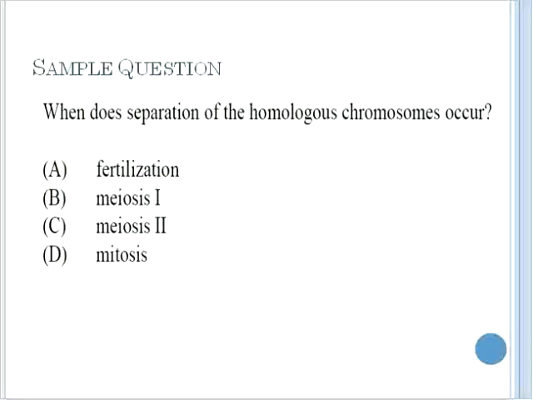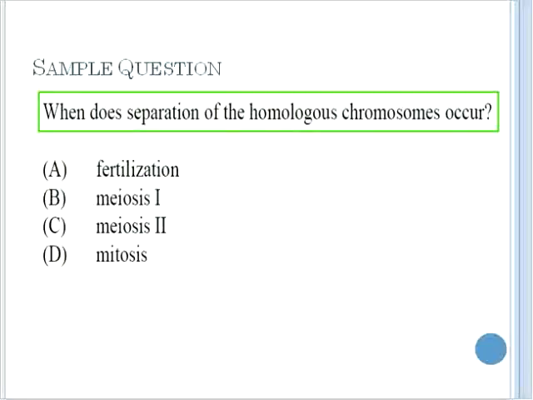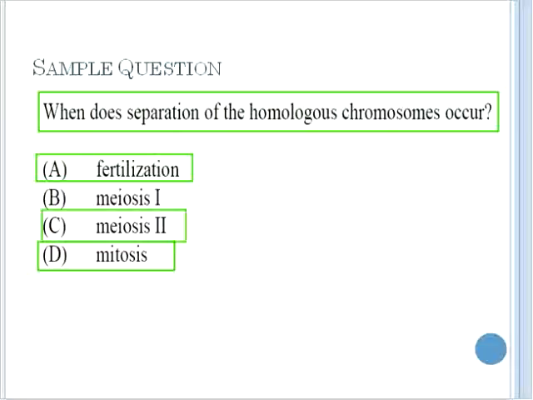Another example question that you may expect to see. When does separation of the homologous chromosomes occur? Again, we are looking at the homologous chromosomes as opposed to chromatids. This would not be fertilization, as that is when gametes fuse. In mitosis, the homologous chromosomes do not separate. This leaves us with Meiosis 1 or Meiosis 2. In Meiosis 2, we have separation of the chromatids. The correct answer then is B, Meiosis 1. It is during Meiosis 1 that the homologous chromosomes separate from each other.